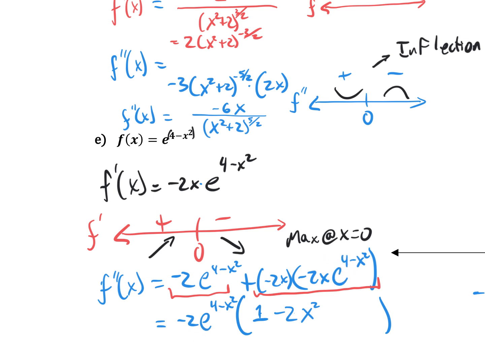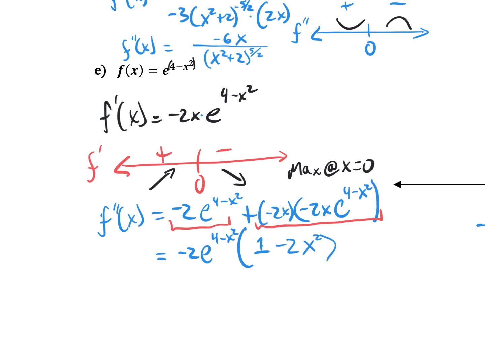Okay, I think that's it. Double check if we distribute this. We have this times 1, we get this, yes. If we have this times negative 2x squared, we're going to get this, which is really a positive 4x squared, yes, indeed. Times the e thing, there it is. All right, there it is, we got it. So there's our second derivative.